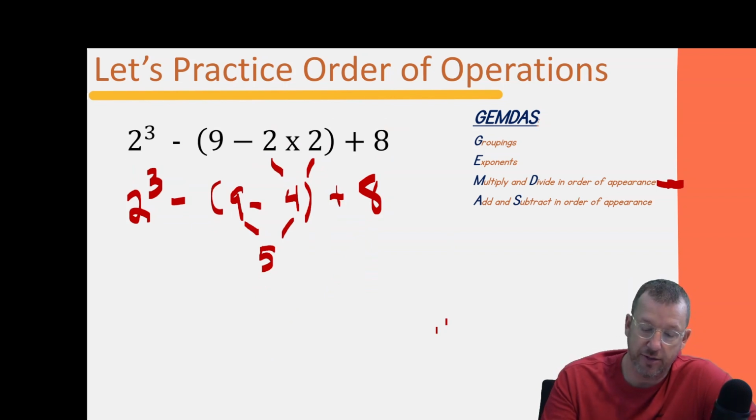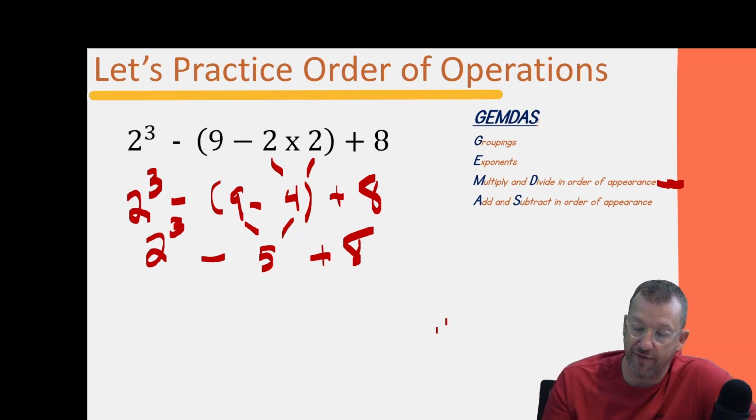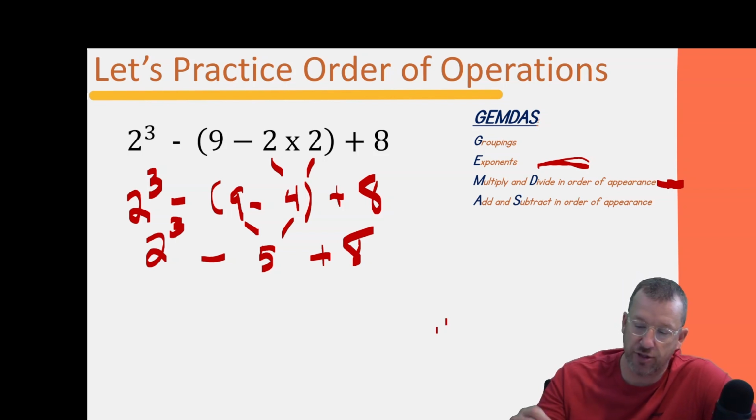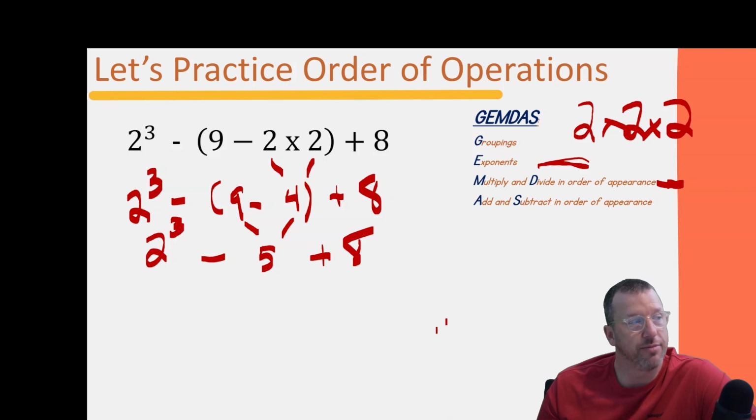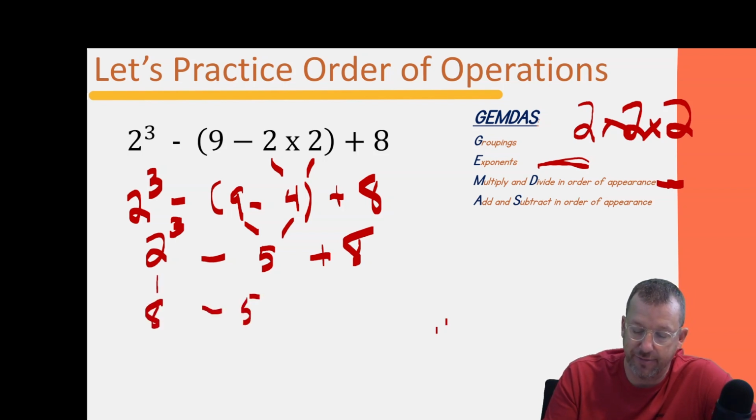So we have 2 to the third minus 5 plus 8. Okay? Now, there's no more groupings left, but I do see an exponent. 2 to the third does not mean 2 times 3, everybody. It means you take the 2, that's our base, and you write it down the amount of times the exponent says, and then you multiply them together. What is 2 times 2 times 2? Well, 2 times 2 is 4, times another 2 is 8. So this is 8. And what am I going to do? I'm going to write everything else back down, okay?